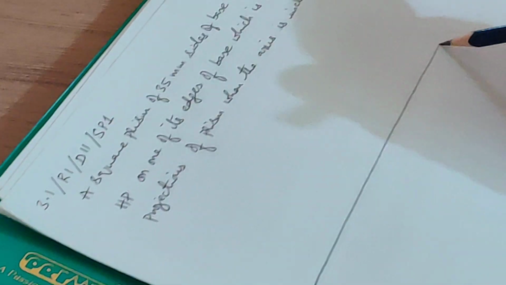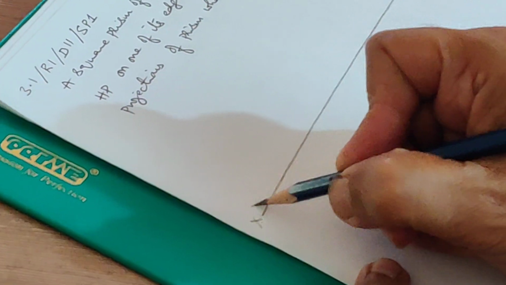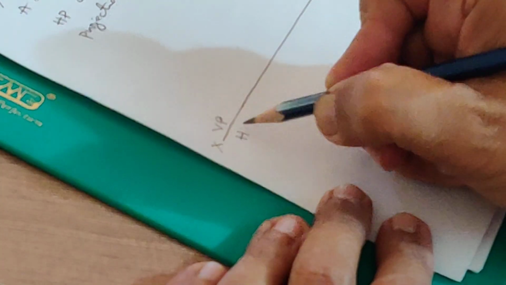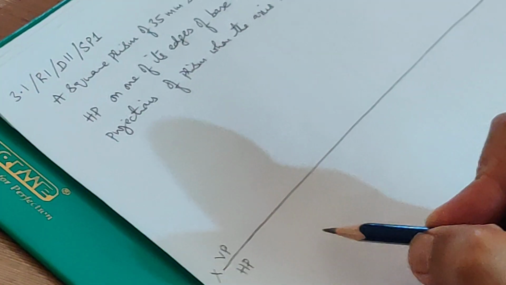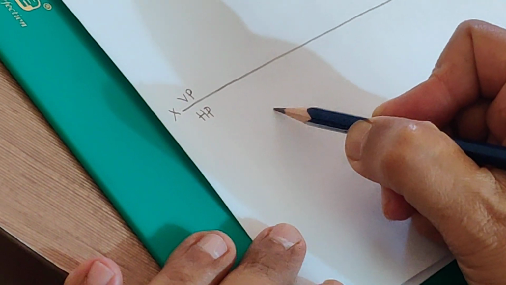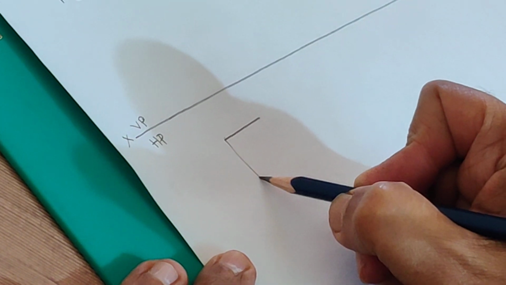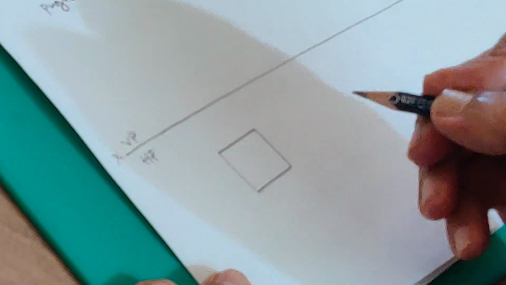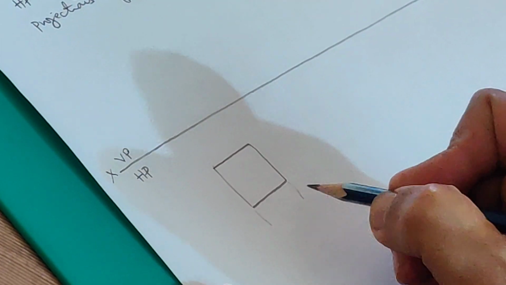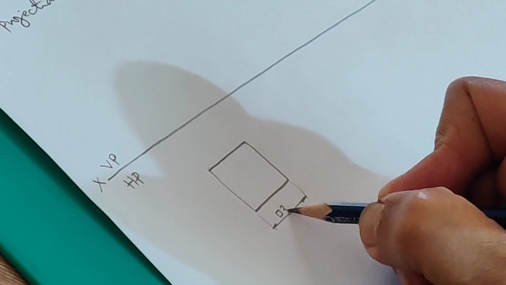Since you are solving the problem in first angle projection, this is your XY line represented by VP and HP. There. Now I am going to start by drawing the top view first, which is a square of 35 mm edges. So this is the square. The edges are 35 mm in length. So I am dimensioning it. I will call it as square 35.